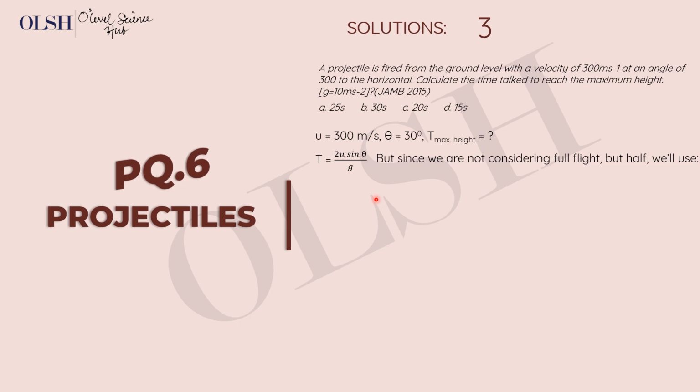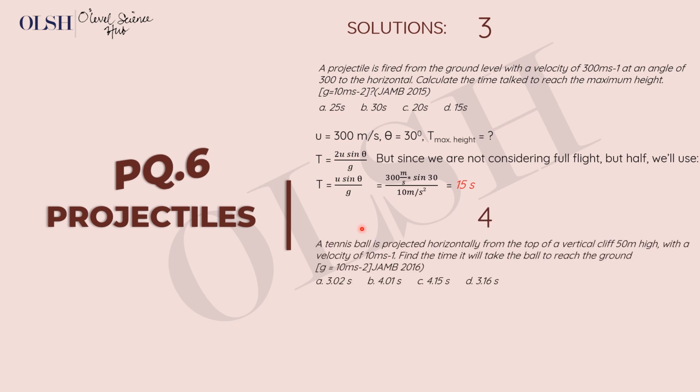Since we are not considering full flight, but half, we'll use this, and I had just explained to you why. This one is for the full flight of the projectile, while this is for half the flight. If we bring in our parameters, u is 300 meters per second times sine theta, which is 30 degrees to the horizontal, divided by gravity, which is 10 meters per second squared, and we'll find that our answer is 15 seconds. So that's also pretty straightforward.